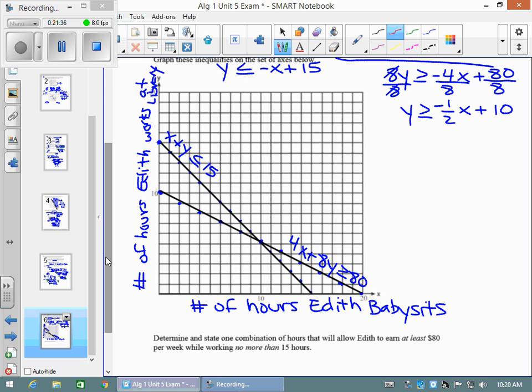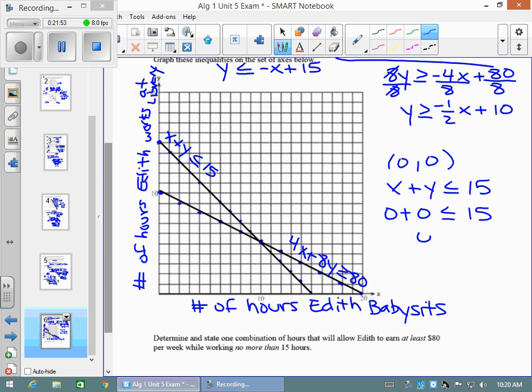When we test this point, I'm going to first test 0, 0 in the first inequality, which was x plus y is less than or equal to 15. 0 plus 0 is less than or equal to 15. This is a true inequality. 0 is less than or equal to 15. So for my first inequality, I'm going to shade towards 0, 0. And for my second inequality, I'm going to plug in 0, 0.